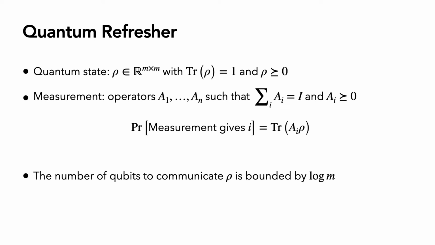We now move to the matrix case. Before that, let us look at some notation for quantum. A quantum state is a PSD matrix rho of size m cross m with trace 1. A measurement corresponds to PSD matrices A1 to AN such that they sum to the identity. This is interpreted as saying state rho on this measurement gives i with probability trace of Ai times rho. The number of bits communicated when sending across rho is bounded by log m.